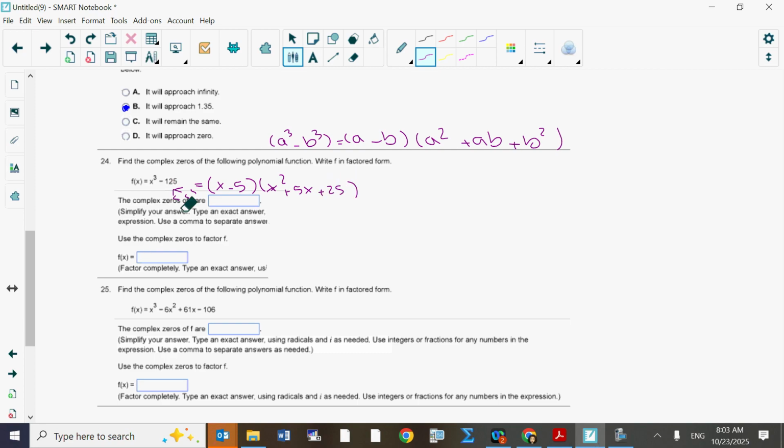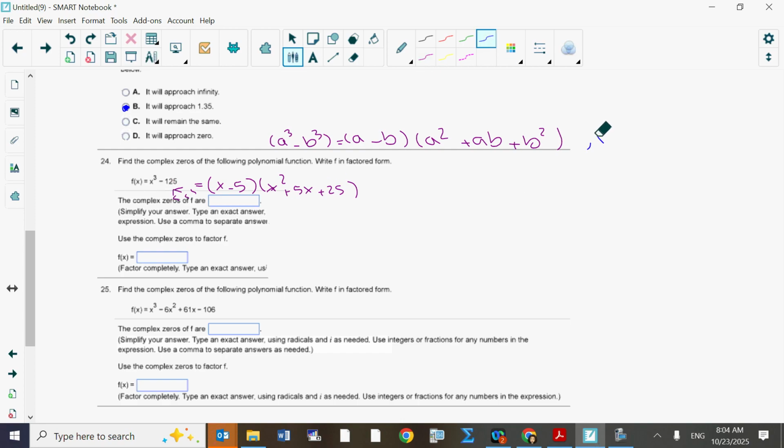So I found one factor of the function, and this one is the other factor, but can I factor this more? Let's see. Do I have two numbers that add to 5 and multiply to 1 times 25? No, I can't. So I cannot factor this anymore. Now I need to find the zeros. Of course, one of the zeros is 5, when you set x minus 5 equal to 0. To find the other ones, I have to use the quadratic formula.